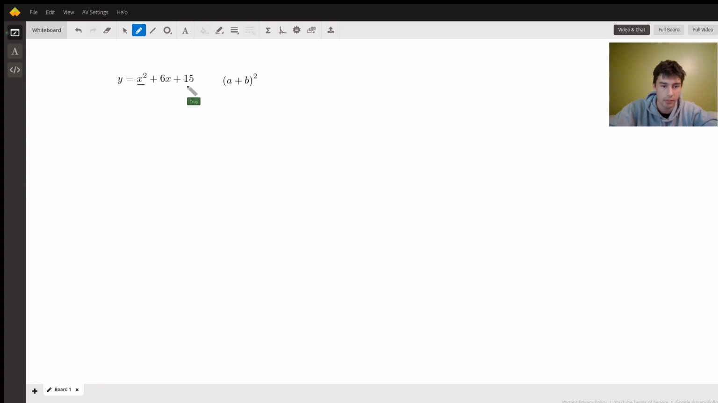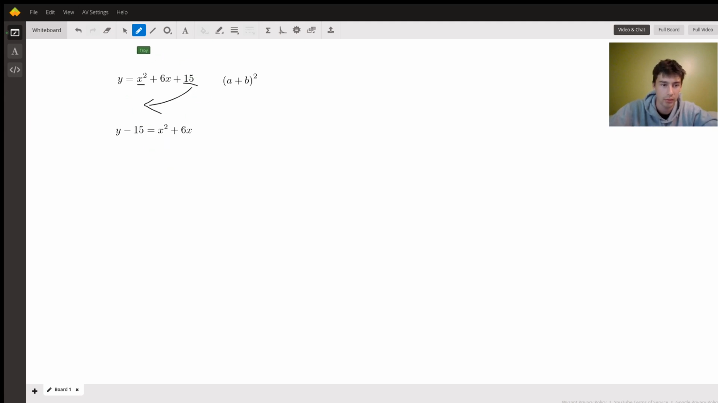So there's your squared term, there's your constant. And what we want to do is move that over to the other side. And so I'll just write that out real quick. You're going to get y minus that 15 equals x squared plus 6x. All right. So here it is. So here's an equivalent expression. All we've done is we've moved that 15 over.